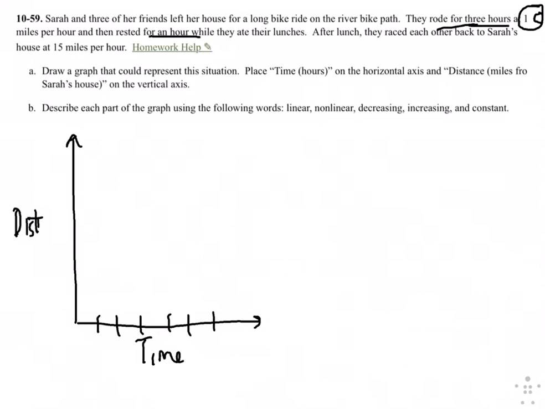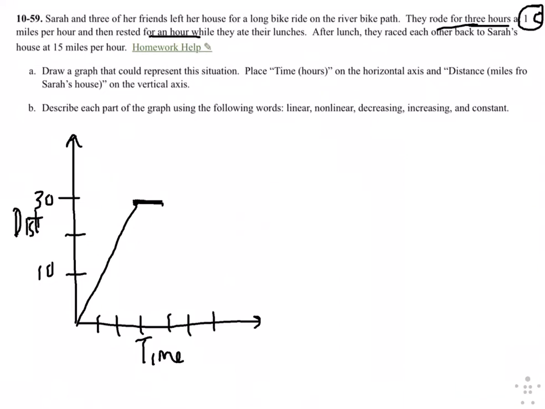And Sarah and her friends left her house for a long bike ride. Okay, they rode for 3 hours at 10 miles per hour. So that means that 10, 20, 30 in 3 hours, they're going to get up to 30, right? This is 10. So we have to, after 3 hours, get up to here. So that's going to look like that, right? And then they rested for an hour. So they rest from there to there, right?